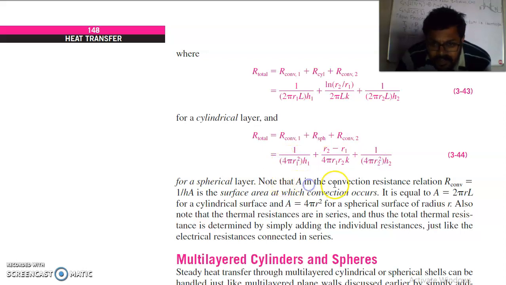So note that in the convection resistance relation, R convection is equal to 1 by hA, where A is the surface area at which convection occurs, which is this part, 1 by h times this area. It is equal to 2 pi rL in the case of a cylinder, and it is equal to 4 pi r squared in the case of a sphere.